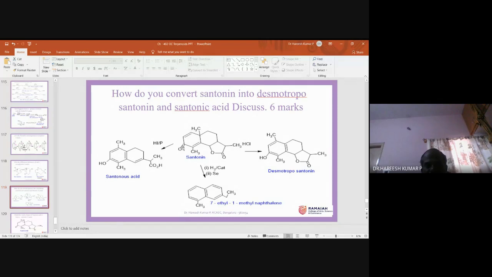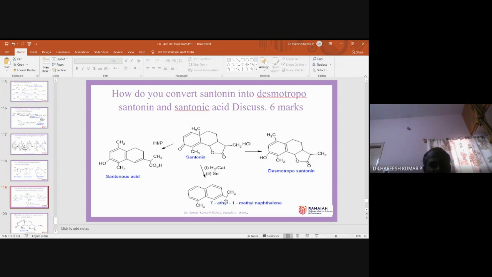And also, what you can say about the angular methyl group is that it is also moved from here to here. In addition to that, here there is a loss of a water molecule, which leads to the formation of a double bond. So that is the santonous acid. Of course, one more thing you can find in the notes, that is how santonin is converted into santonic acid. You can write that in addition to this explanation.